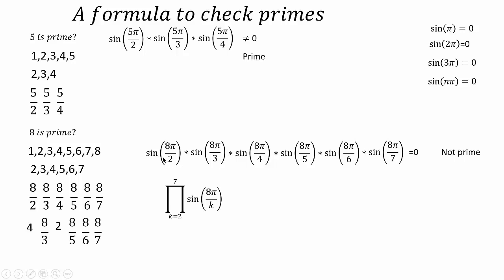In conclusion, we can represent this product by the bigger pi symbol, where k runs from 2 to 7, and the function is sine 8 pi over k. Similarly, in the above result, we can represent it as the product from k equals 2 to 4 of sine 5 pi over k. More generally, if we are going to check whether a number n is prime or not, then we can use this formula.